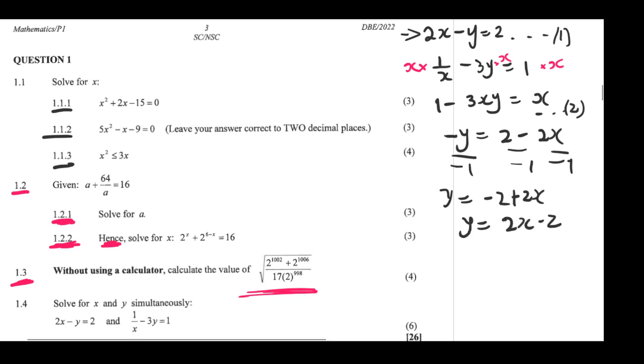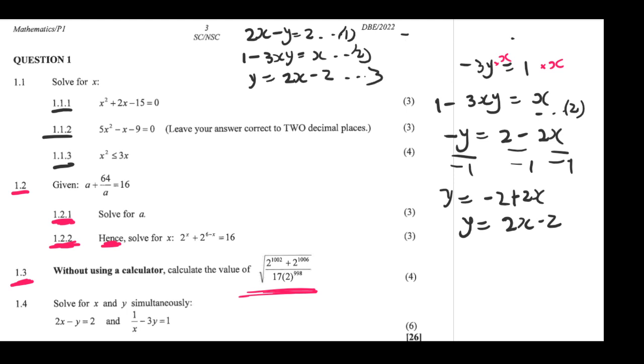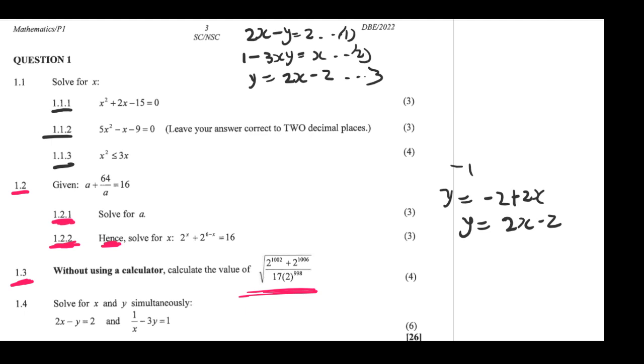So now you have three equations. You have 2x minus y is equal to 2. So this is equation 1. And then we have another equation, which is 1 minus 3xy is equal to x. So this is equation 2. And then you have y is equal to 2x minus 2, which is equation 3. So now you're going to use these equations to solve for x and y, right? So the first thing you're going to do is this.